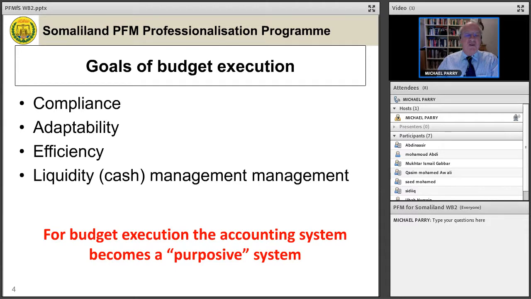And just a conceptual point. We normally talk about accounting systems being information systems. But when the accounting system is used to execute the budget, it becomes what is known as a purposive system, a system that actually does something. If you didn't have the accounting system, you couldn't pay suppliers, you couldn't pay salaries. So the accounting system is more than an information system, it becomes a purposive system. That's a conceptual point, it's not in your course, but I think it is important.